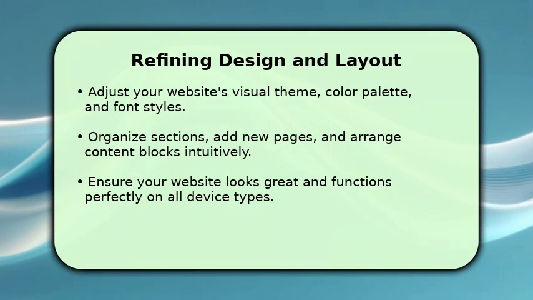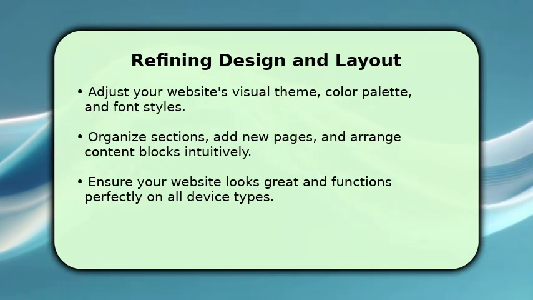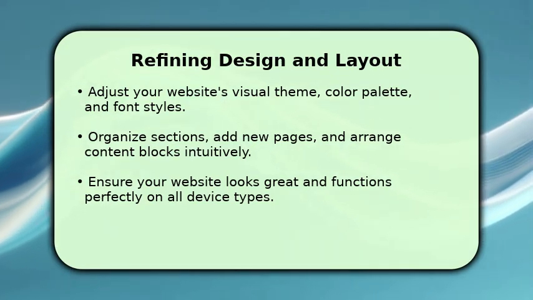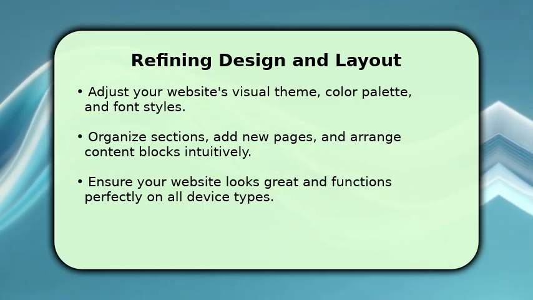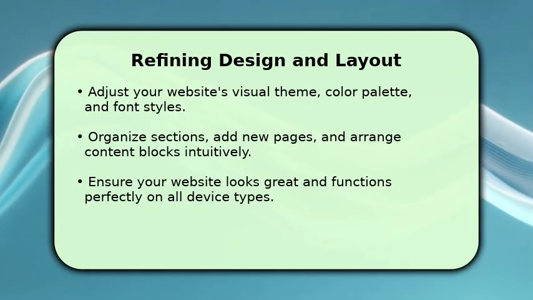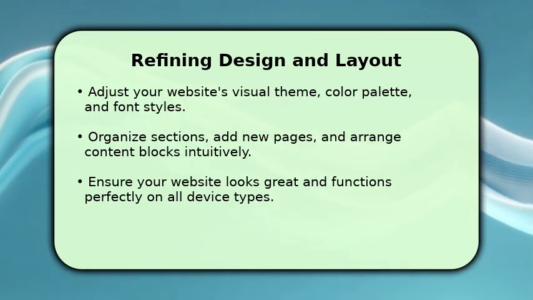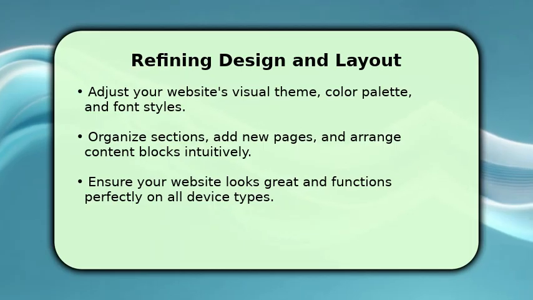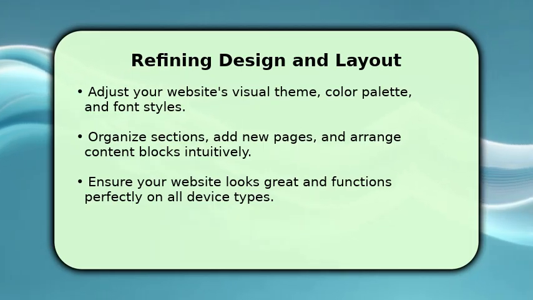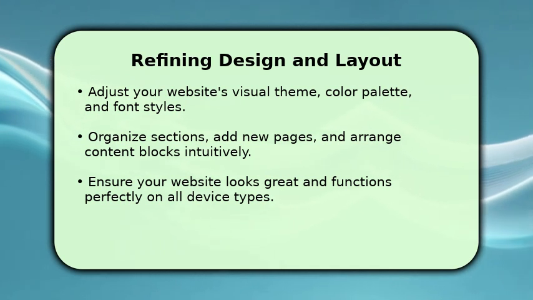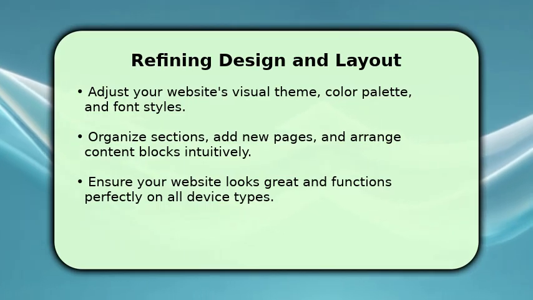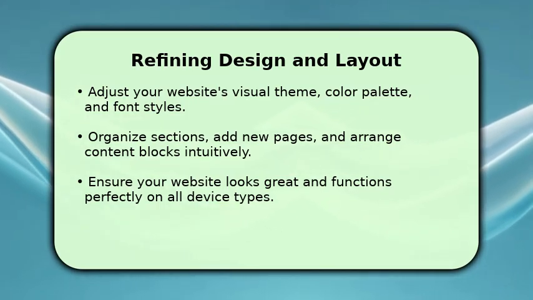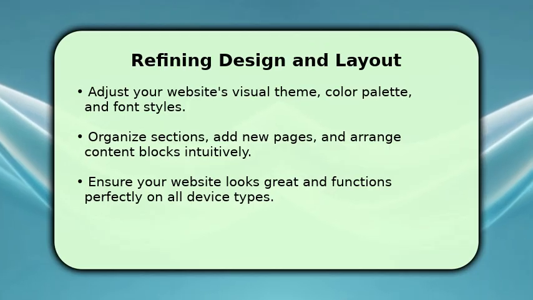With your content in place, it is time to refine your website's overall design and layout. Gamma AI provides intuitive tools to customize your visual theme, allowing you to select appealing color palettes and font styles that reflect your brand. You can easily organize different sections, add new pages as needed, and arrange content blocks with simple drag-and-drop functionality. Crucially, Gamma AI helps ensure your website is fully responsive, meaning it will look fantastic and operate seamlessly across desktops, tablets, and mobile phones.